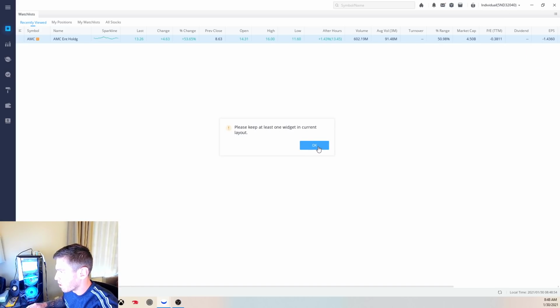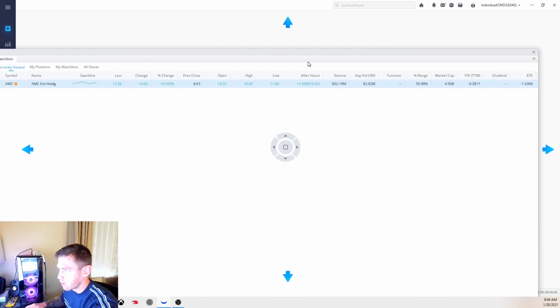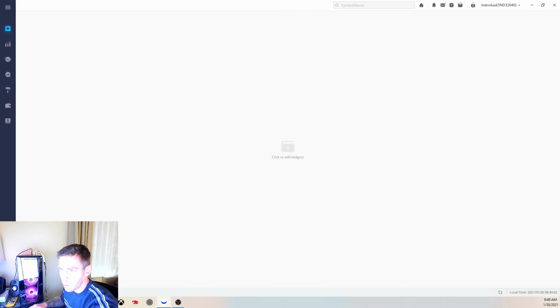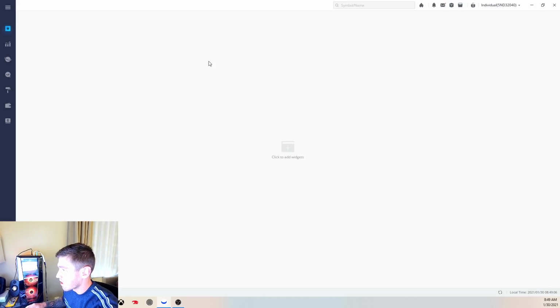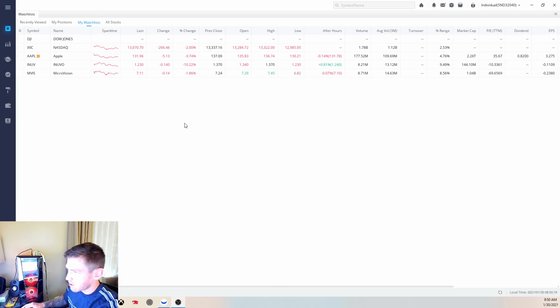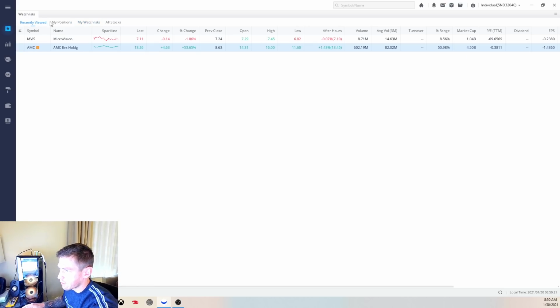So please keep at least one widget in current layout. You can maximize this. It is already maximized. You can detach this watch list and drag it over to wherever you'd like. I've got 2 monitors, so if I wanted to, I could drag this over to a different monitor and allow myself to use this at the same time as other overall platforms. So, one second, quick. Okay, as I said, it allows you to keep track of different watch list stocks.